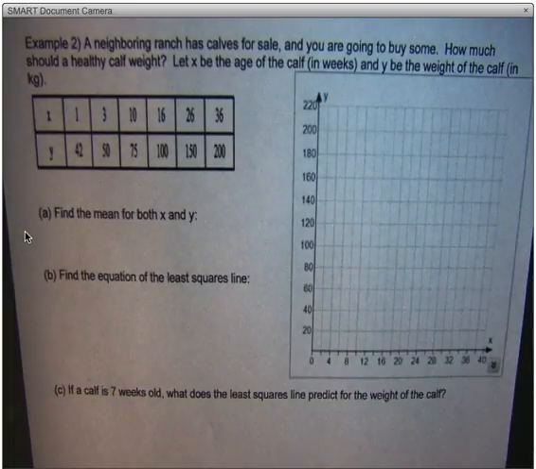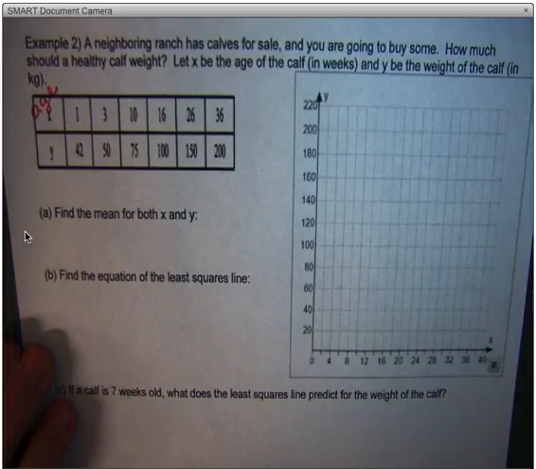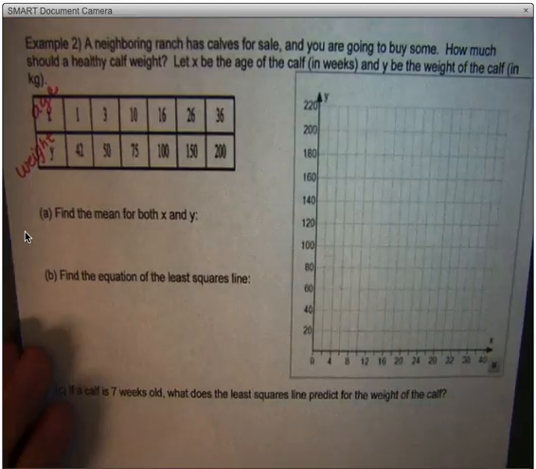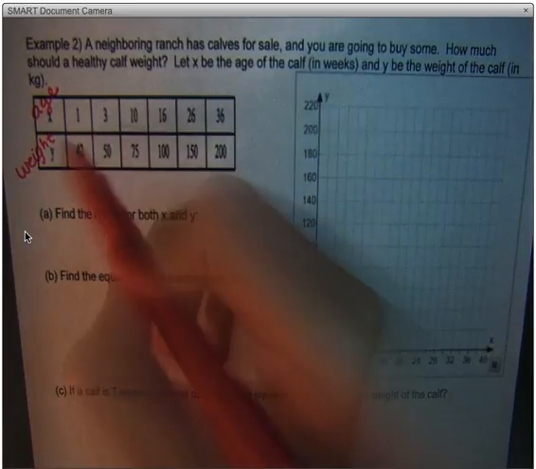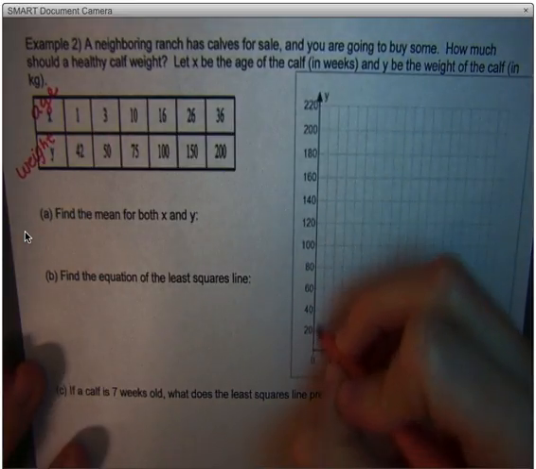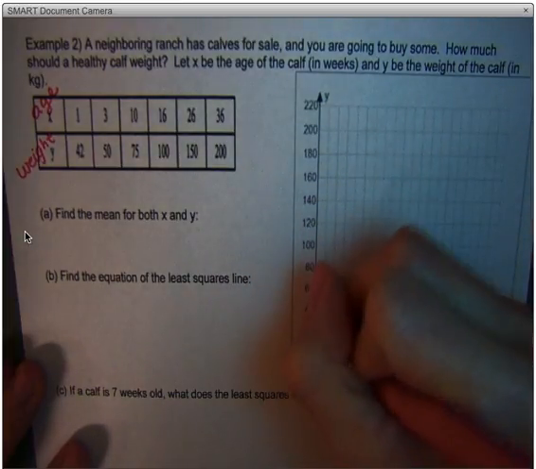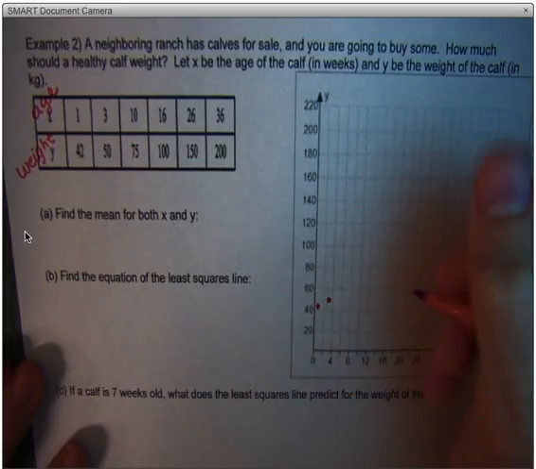Okay, so this time we're looking at the age of calves and their weight. So they tell us X is the age and that Y is the weight. Okay, so let's start the same way by plotting all of our points. So our X value is 1, our Y value is 42. That should be our first point. And then 3 and 50. Okay, so plot the 4 remaining points.